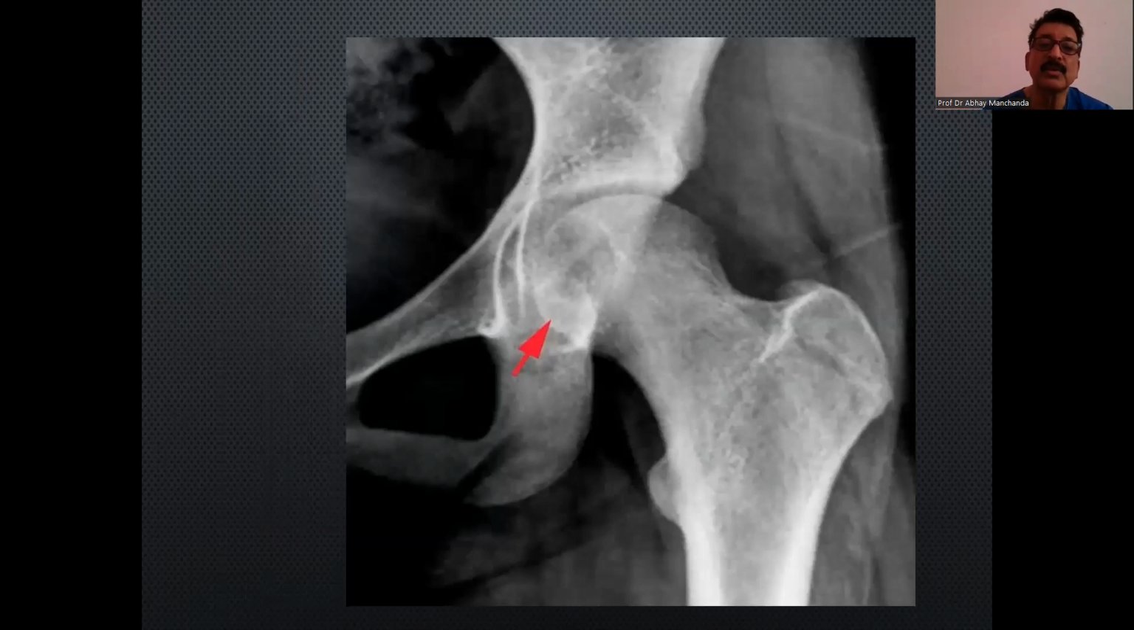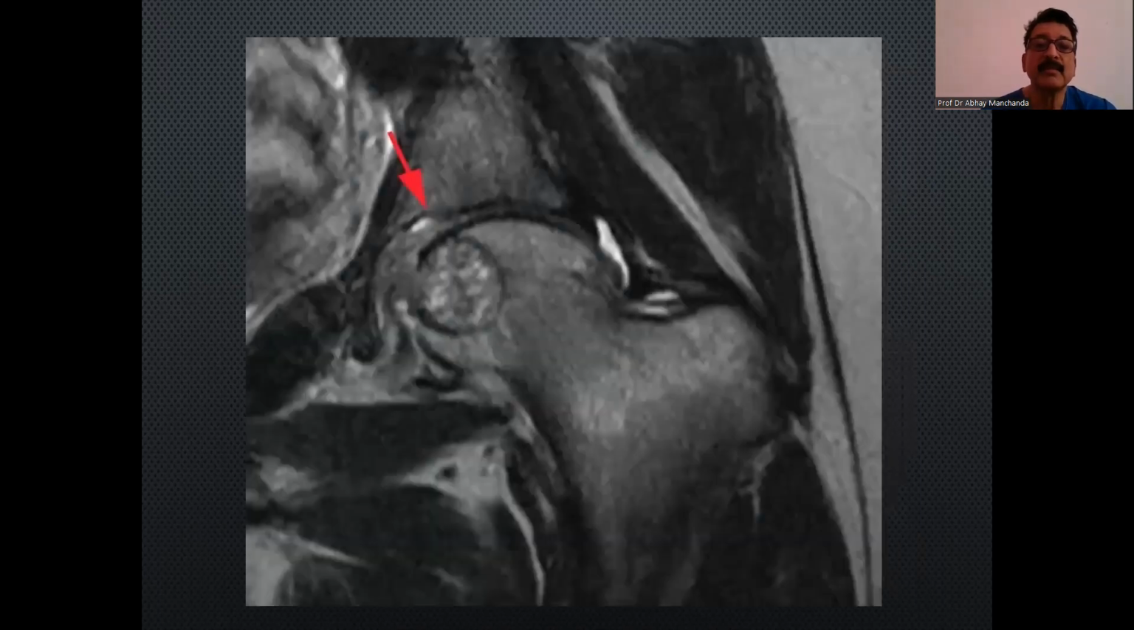The same case you can find in the head of femur. It's an X-ray showing hip joint to the left side, and you can see a lytic lesion in the head of femur, which is chondroblastoma. The same case on X-ray, on MRI will be clearly seen, where you can see a lytic lesion in the epiphyseal area of the head.